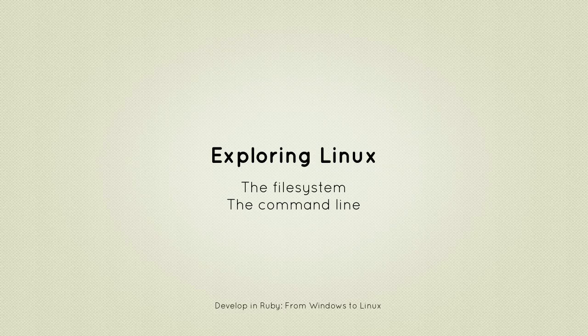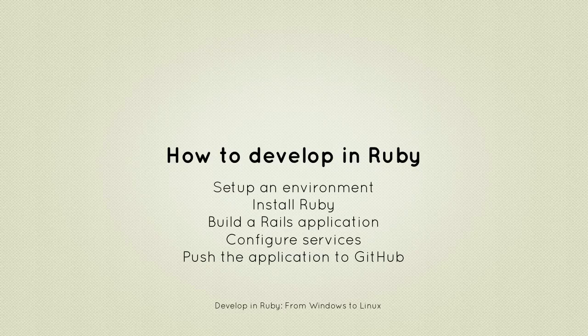Finally, we'll develop a very simple Ruby application, a Rails application to be specific. We're going to set up our environment, install a Ruby version, then we're going to build our application, really simple. Then we're going to configure some services such as a database and a web server. And finally, we're going to push the application to GitHub to explain in a little more detail some tools that require the command line and everything.